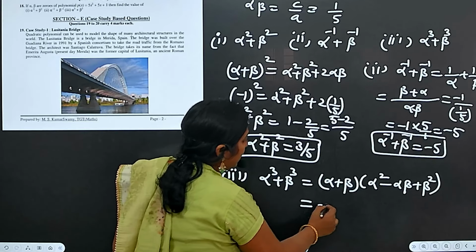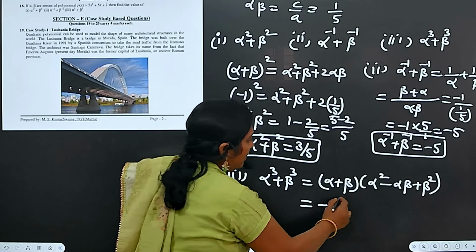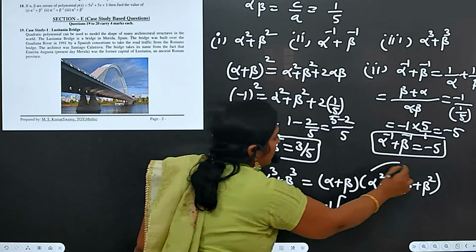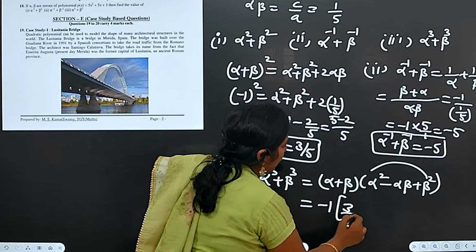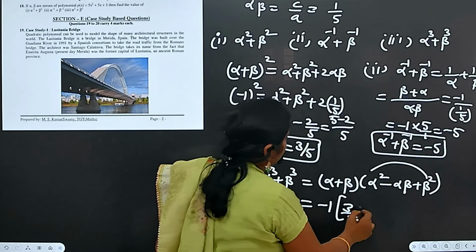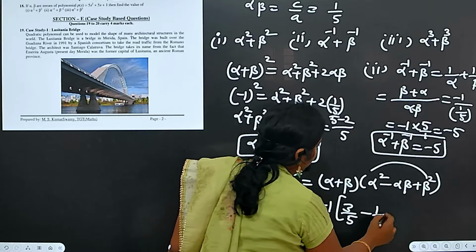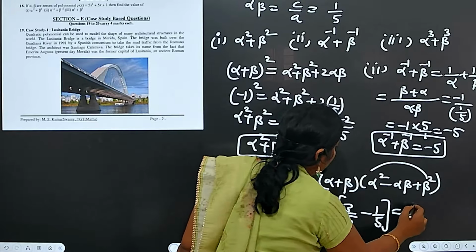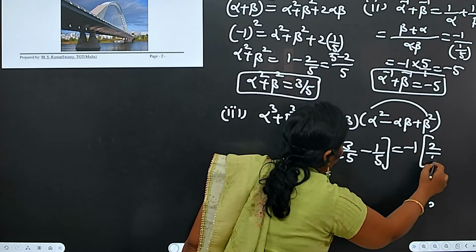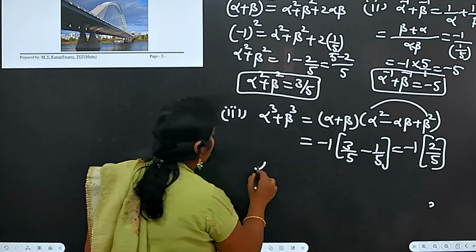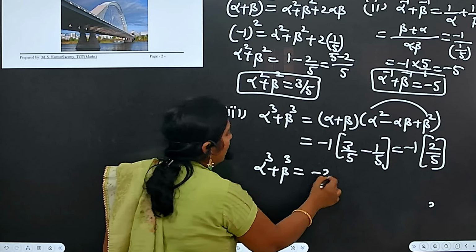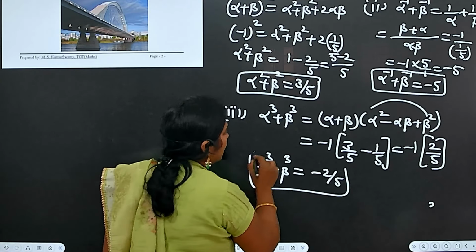Alpha plus beta is minus 1. From the first case, alpha square plus beta square value is 3 by 5, minus alpha beta value which is 1 by 5. It is equal to minus 1 into 2 by 5. So the answer is alpha cube plus beta cube equals minus 2 by 5.